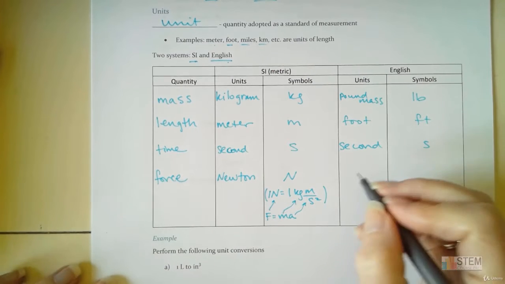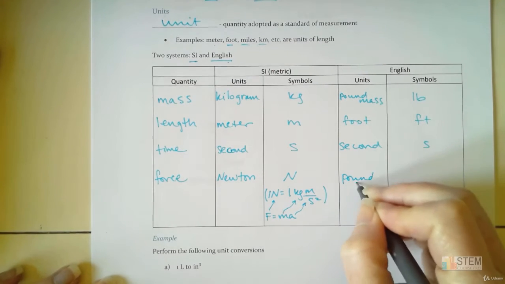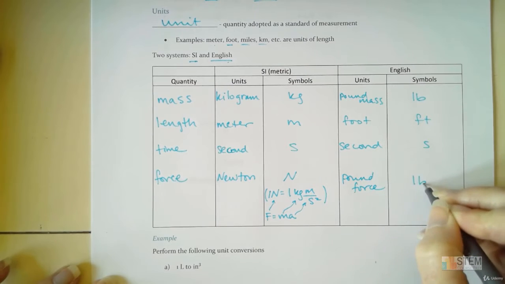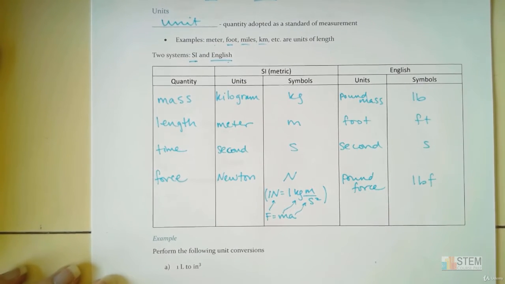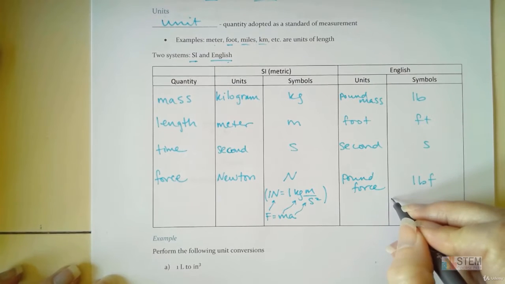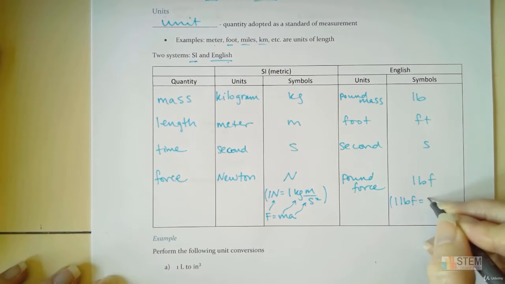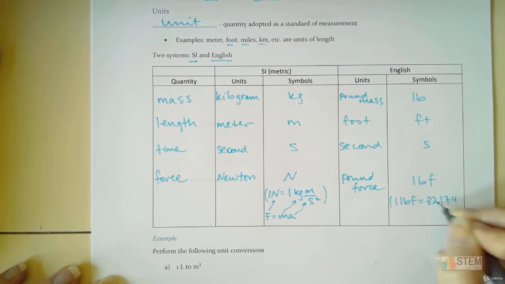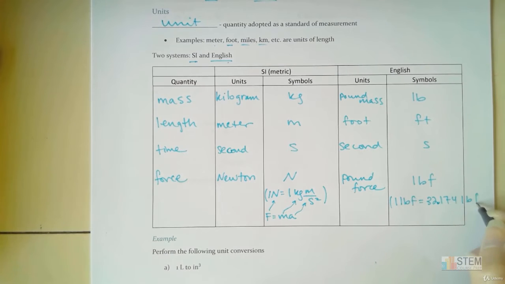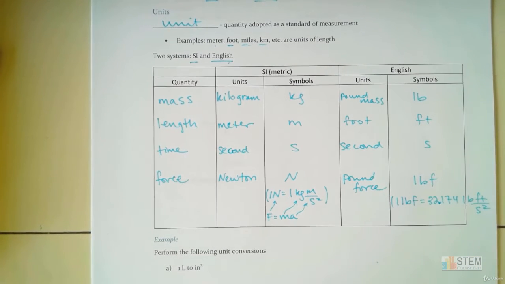In the English system, we're going to have pound force. And that symbol will be lbf. Okay. Now we have the conversion that 1 pound force is equivalent to 32.174 pound-foot per second squared. All right, and we'll use this conversion as we go through. But this converts force over to pound mass and then acceleration units. So foot per second squared.